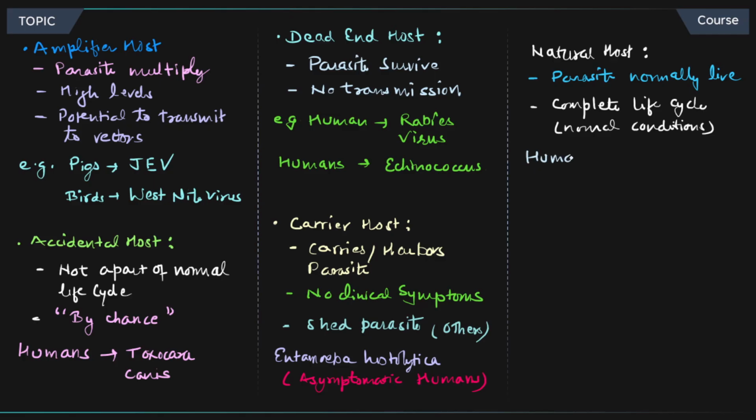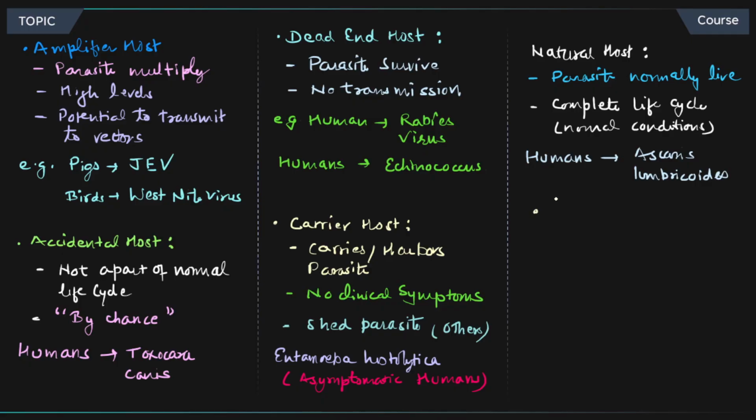Humans, in case of Ascaris. Ascaris lumbricoides is a worm, so that's the worm where the parasite is going to naturally live inside the humans, right? So we have covered so many different types of hosts. So why don't we revise everything very, very quickly?